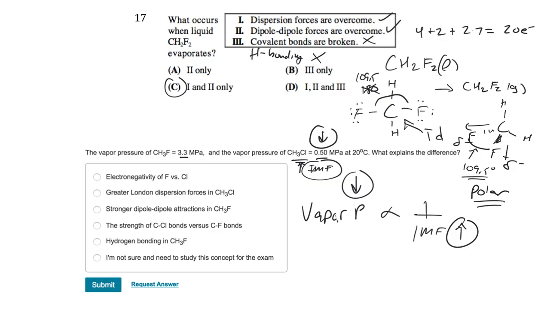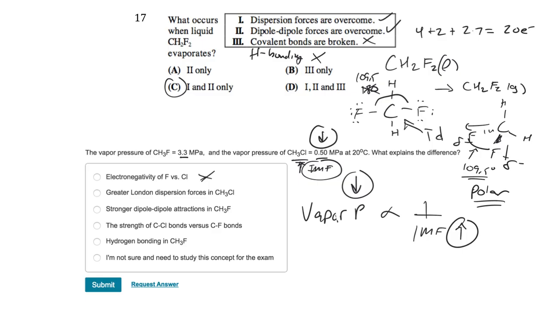Now, what explains it? Well, electronegativity doesn't really help because fluorine's more electronegative. If electronegativity was the explanation, then that should have given CH3F the stronger force of attraction, and then it should have given CH3F the lower vapor pressure. But it has the higher vapor pressure, so it has to have a weaker force. So electronegativity doesn't help us explain that trend.